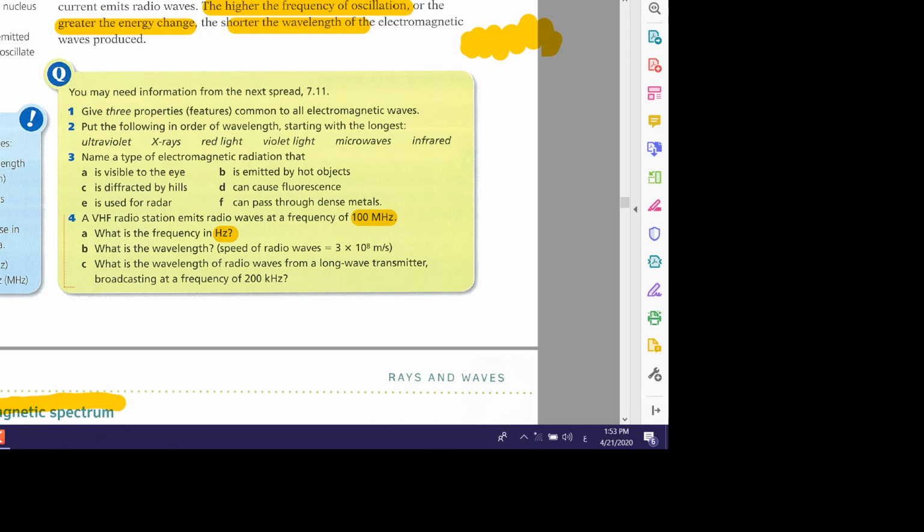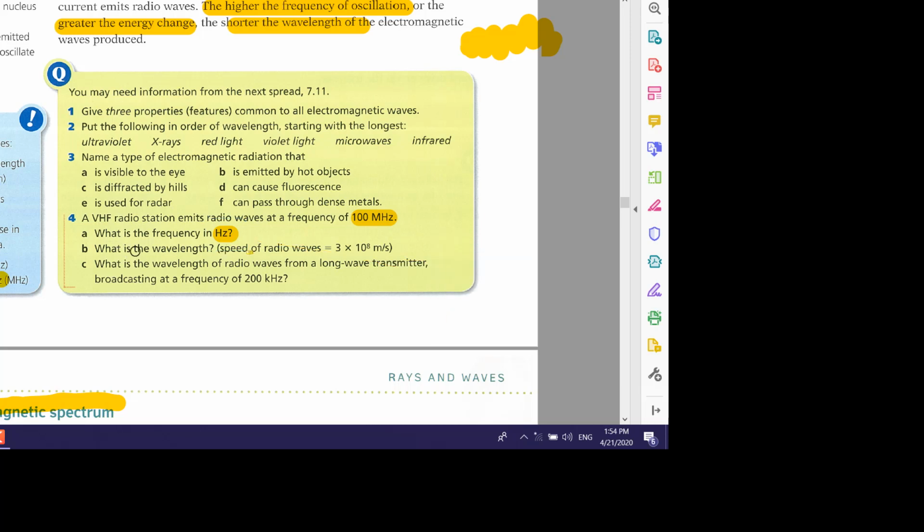If you come here, it says 1 million hertz equals 1 megahertz. So here we will multiply 100 times 1 million. The answer will be 100,000,000 Hz.